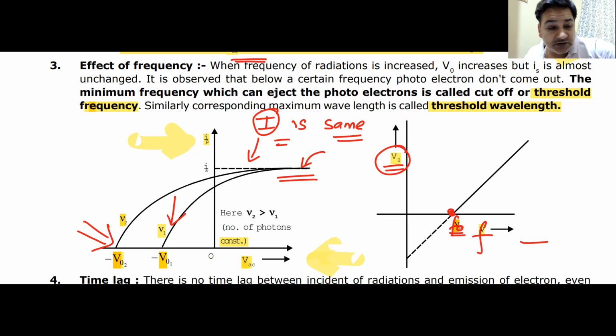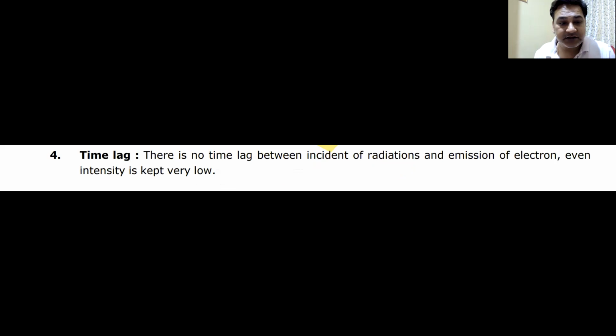Have you noted this down? Yes or no? Yes, sir. Noted. Then comes the last point of this, and this is very simple. Time lag. There is no time lag. Why is there no time lag? Go back in the past. There is no time lag between the incidence of radiation and the emission of electron.